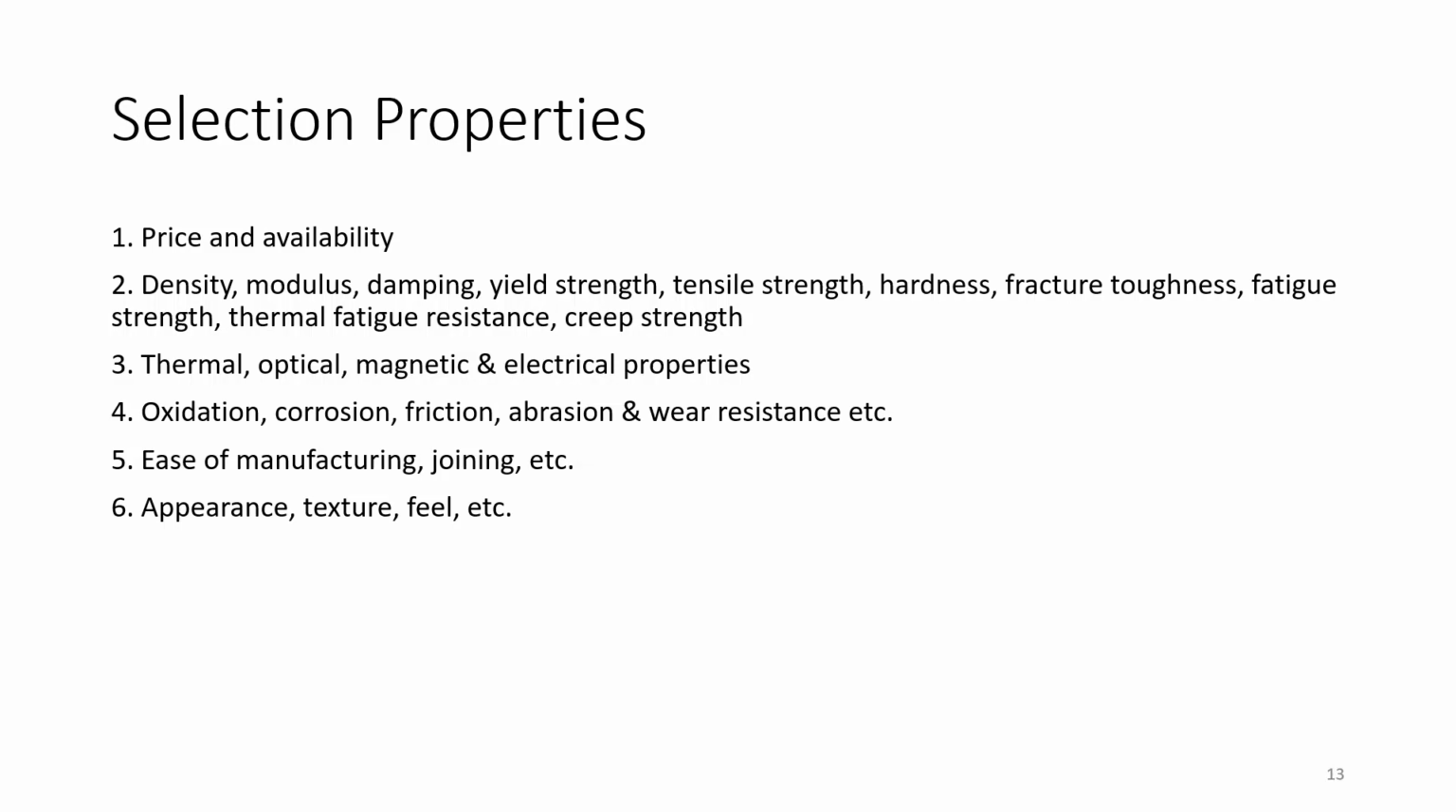For example, cast iron is very easy to cast and use. So in that case we decide which material to choose. Next you have appearance, texture, feel, etc., which come into play in case of polymers and metals.